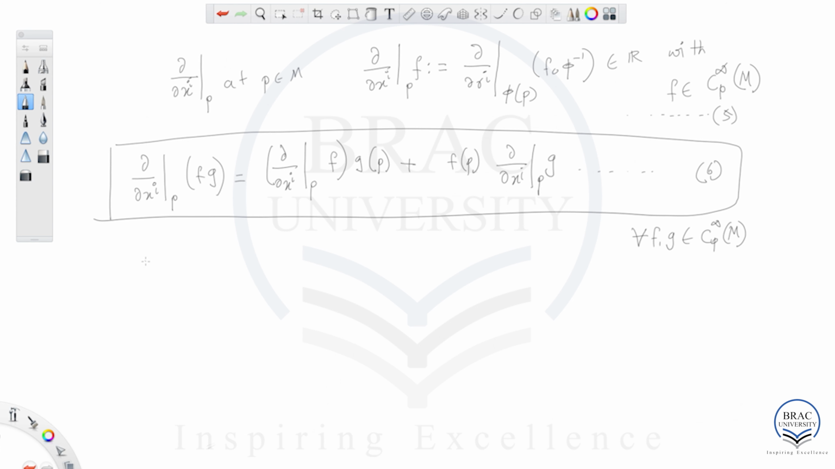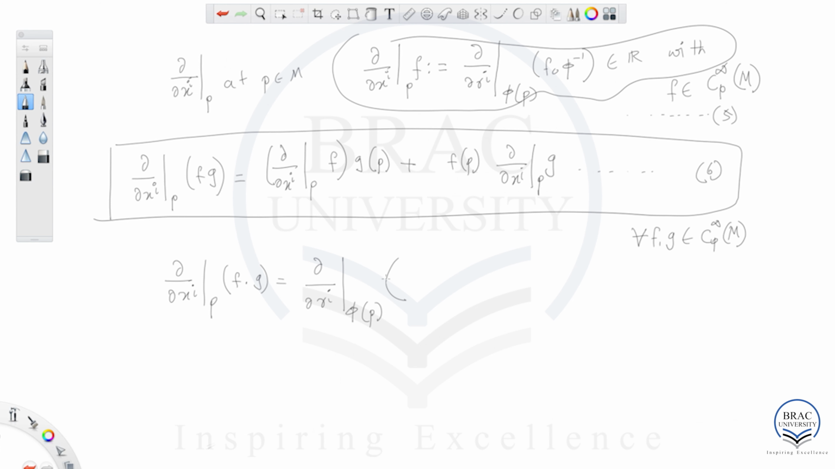If we start with the left hand side, then we immediately see that from the definition of these partials, from equation number 5, it can be written down as ∂/∂r^i at φ(p) acting on f times g composed with φ inverse.